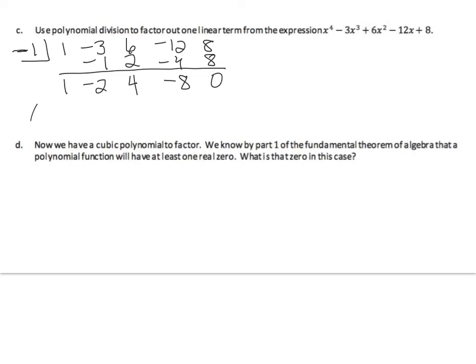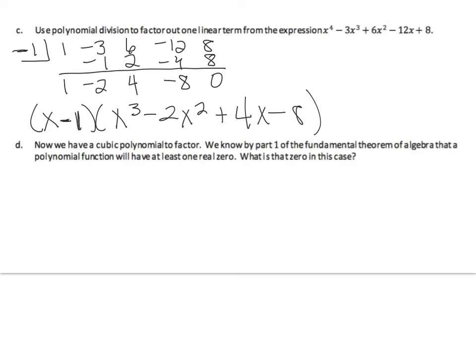So now I have x minus 1 and x squared, nope, cubed, because I started out with the 4th power, so I need cubed. x cubed minus 2x squared plus 4x minus 8. So there we go. Now we have a cubic polynomial to factor.